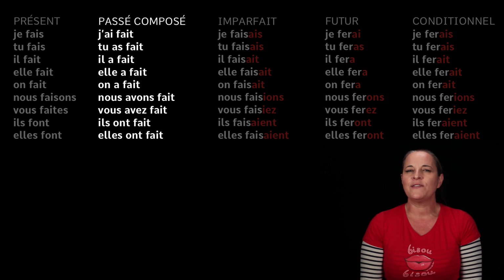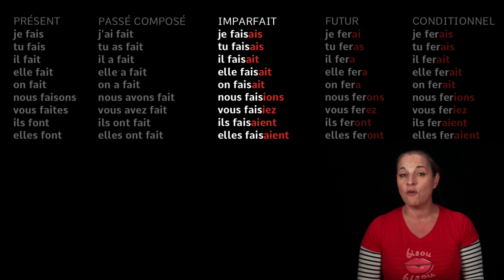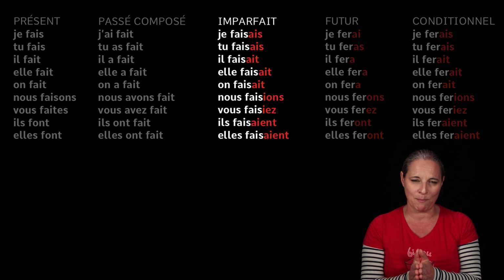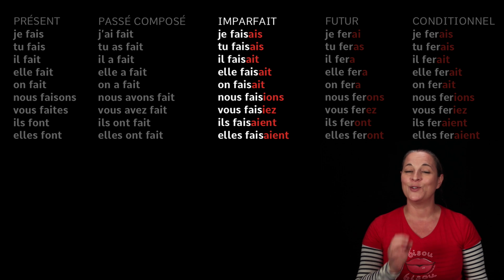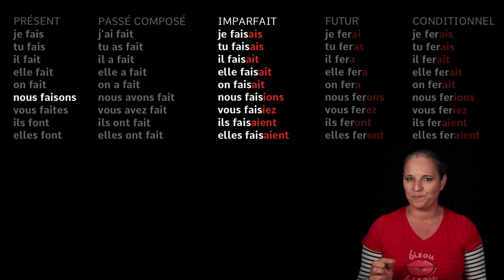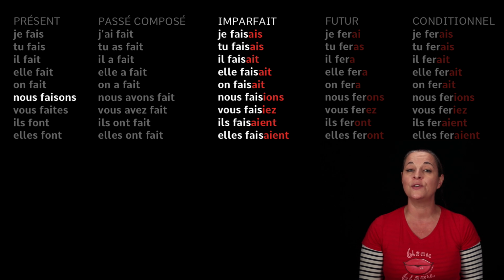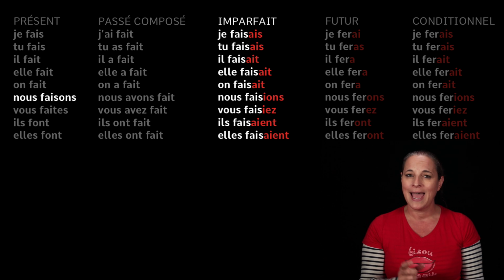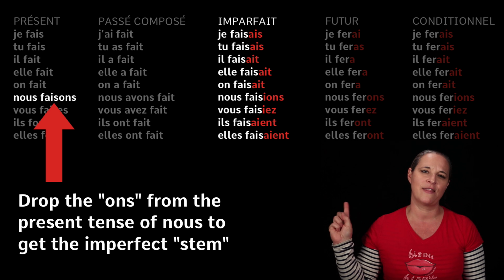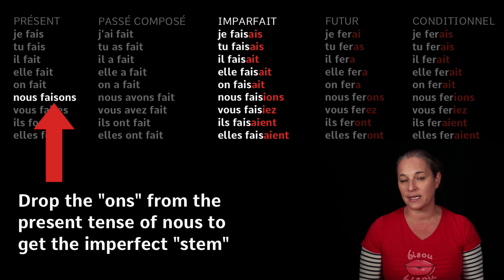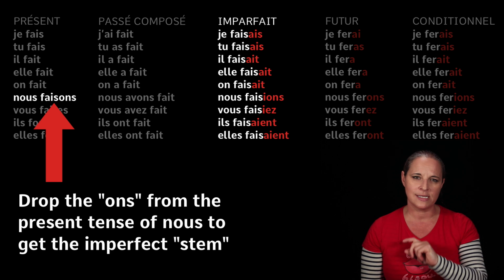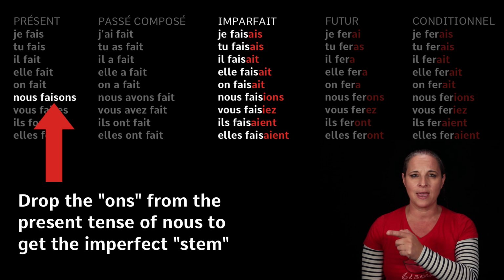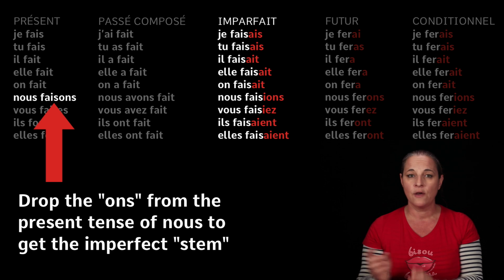Okay, now let's have a look at the imperfect tense. Now, remember what I asked you to remember. Yes, the nous form of faire is nous faisons. The reason why I asked you to do that is because you're going to use the stem of nous faisons and add the imperfect endings. So let's have a look at the stem of nous faisons. It's F-A-I-S. So we use that for je.